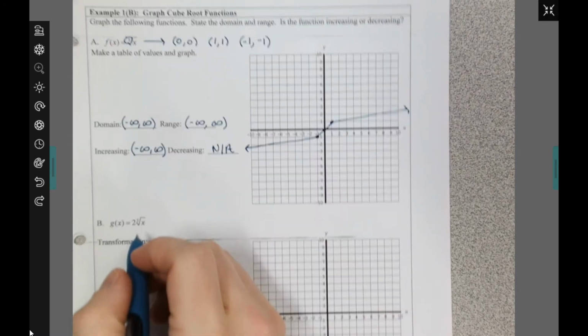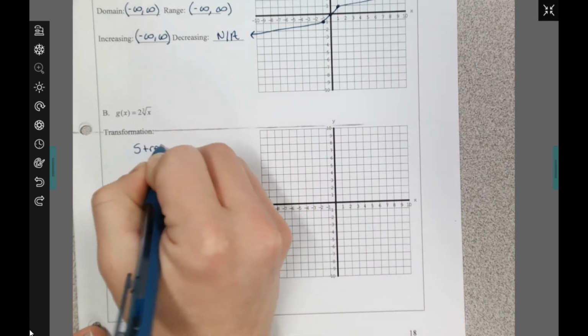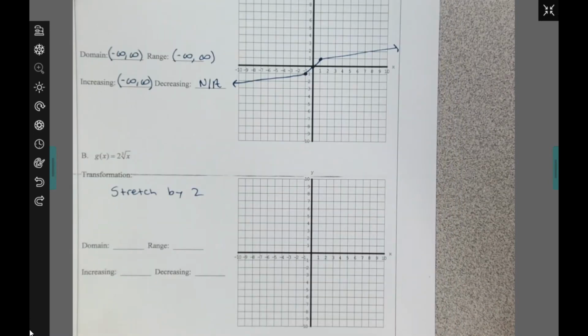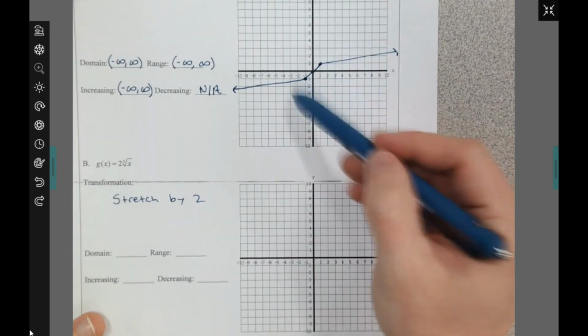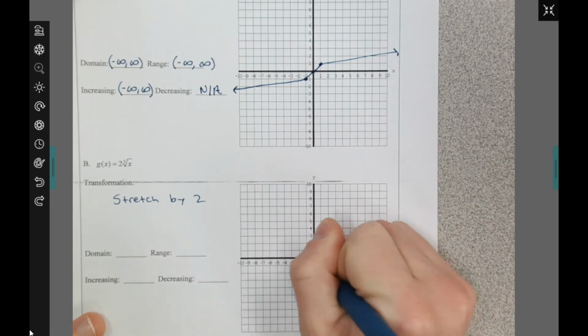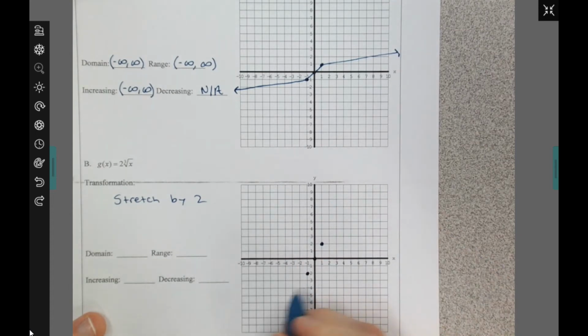B, transformation here. So you have the 2 out front. That's just going to be a stretch by 2. And again, you're just taking your points from the previous example we did, and multiplying by 2. So negative 1 times 2 is negative 2. 0 times 2 is 0. 1 times 2 is 2. And then you still have this smashed S going on.